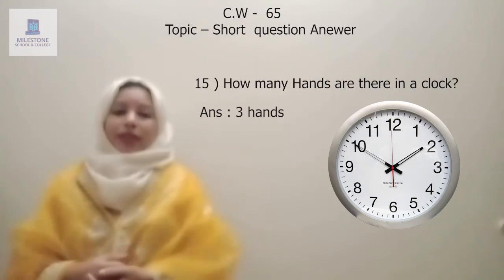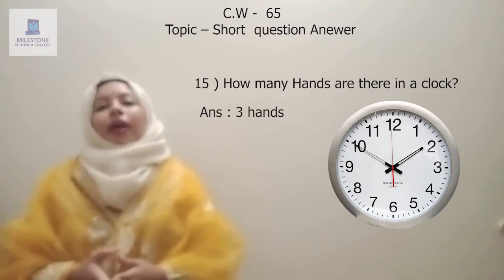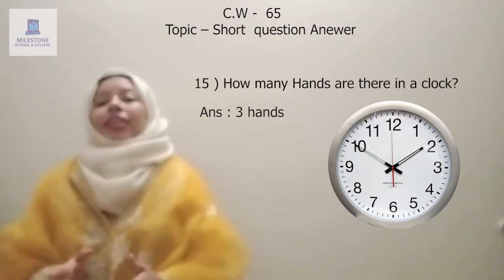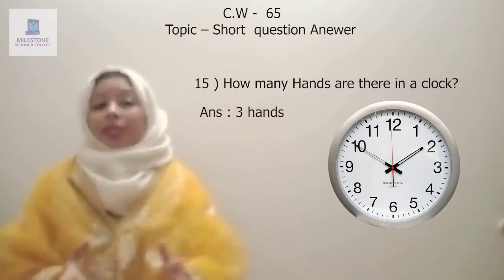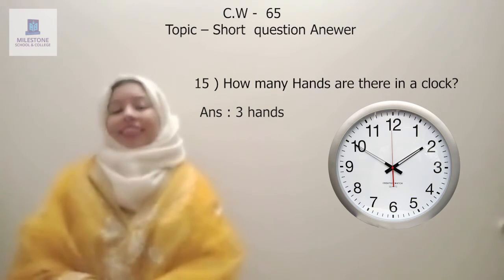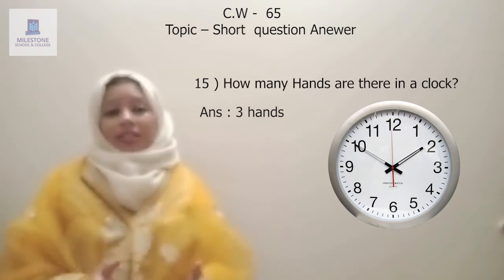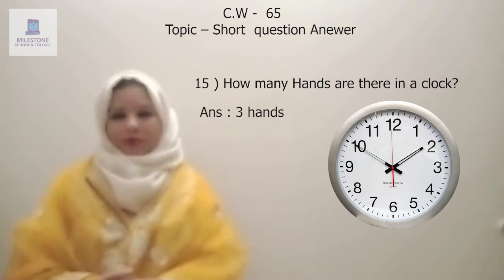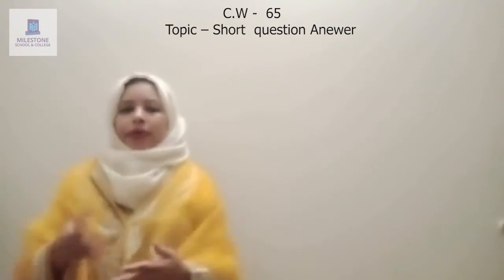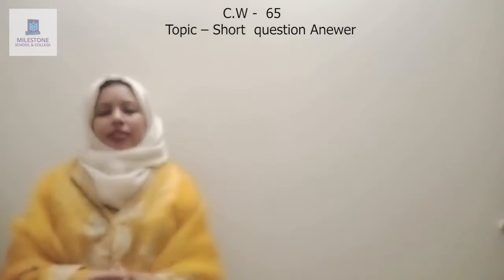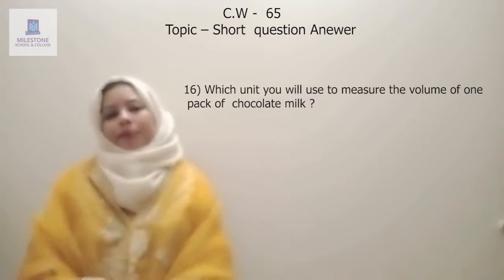So, another question about the clock hands: which hand is the longest among the 3 hands? Yes, the second hand is the longest hand of the clock. Always keep that in mind, okay? Okay, now I am telling you the next question. That is question number 16.